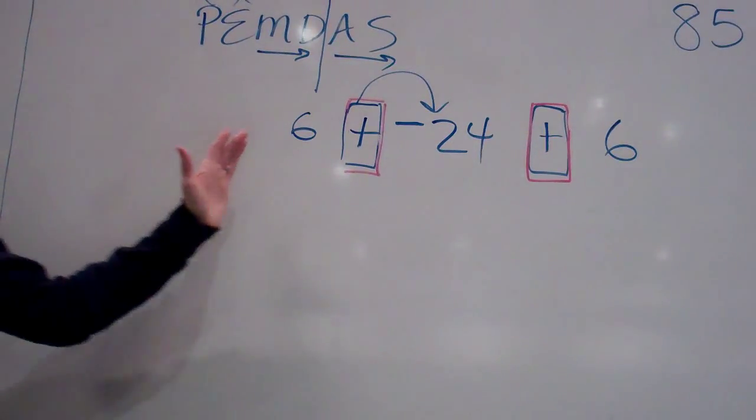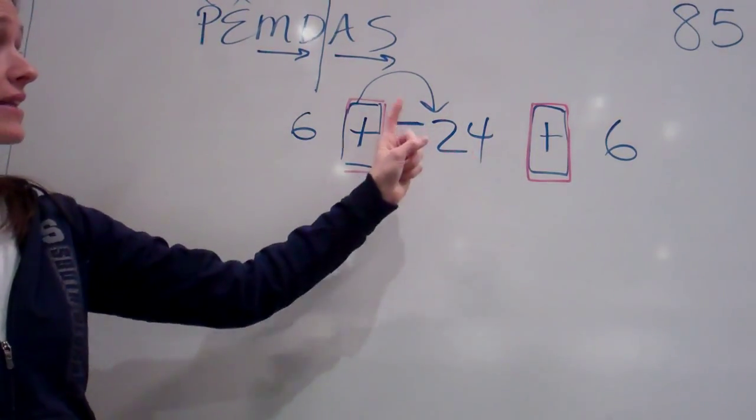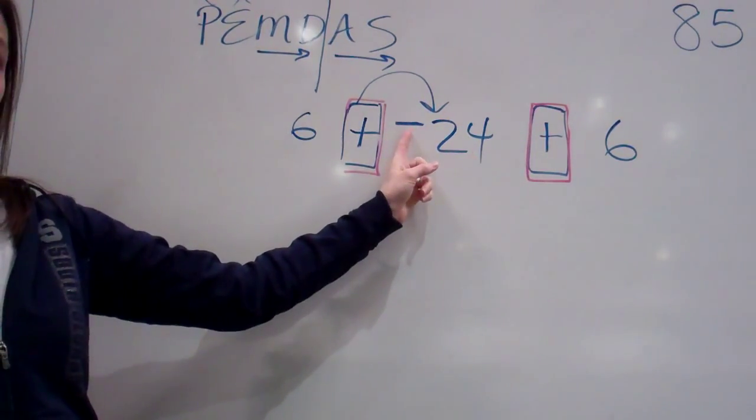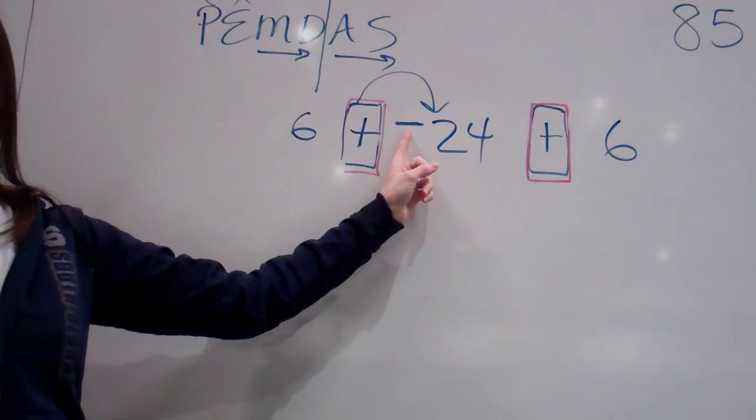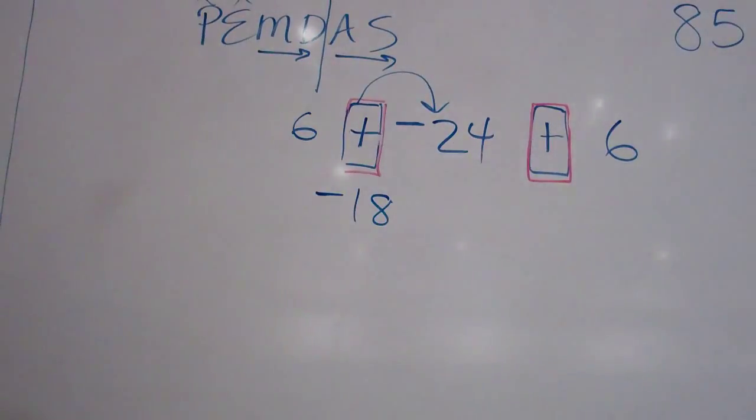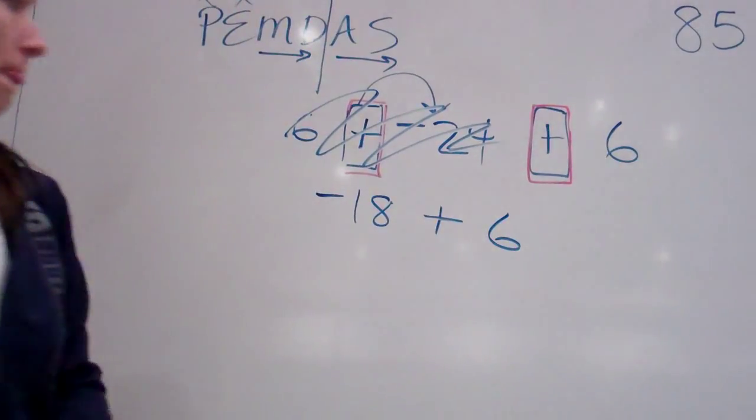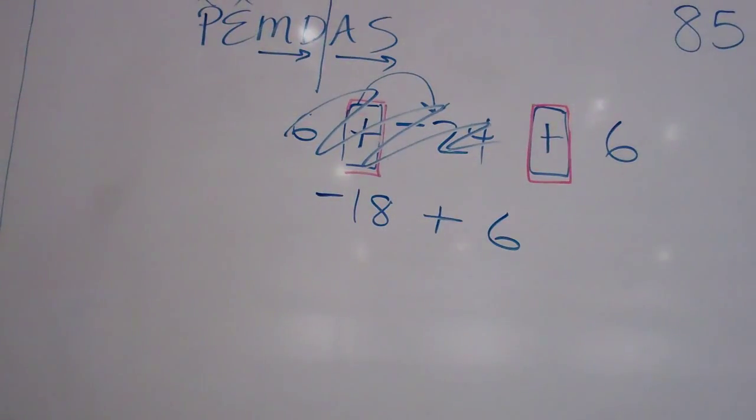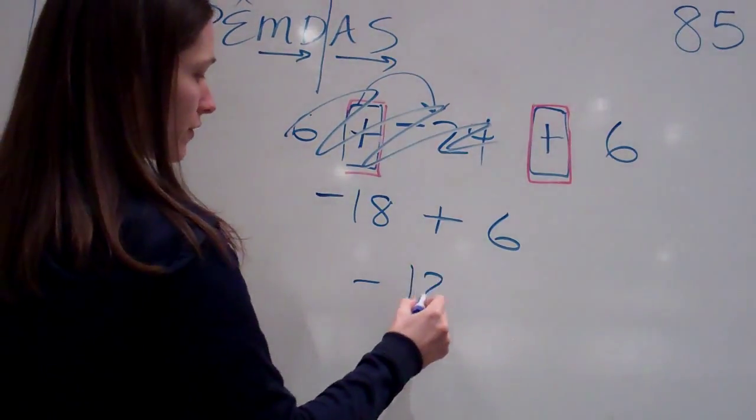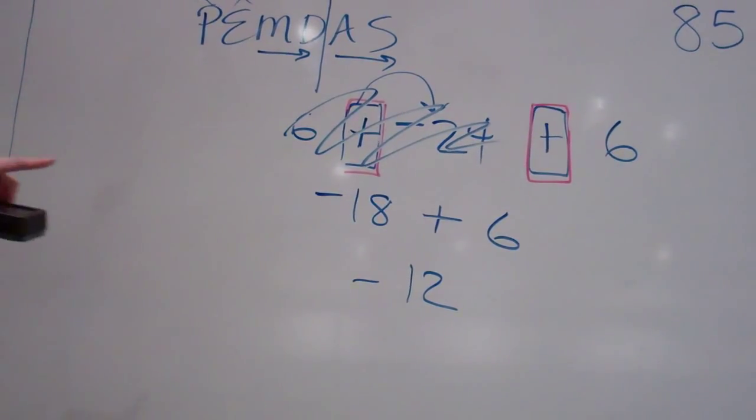Okay, so now let's go. 6 plus a negative 24 actually means I'm going to subtract and take the sign of the biggest number, which is going to give me 18. So it's going to be a negative 18 because I'm taking the sign of the biggest number. I'm going to bring everything else down. Negative 18 plus 6 is going to give us negative 12, because I'm going to subtract 6 from 18 and get 12 and then take the sign of the biggest number. And are we right? Yes, we are.